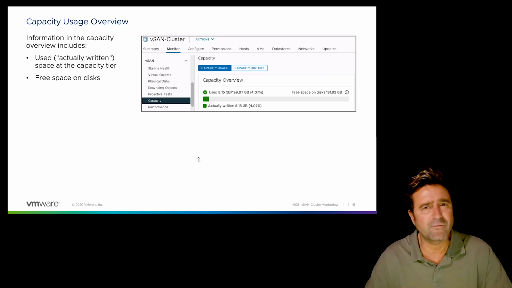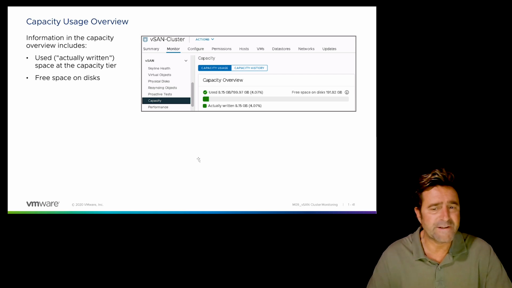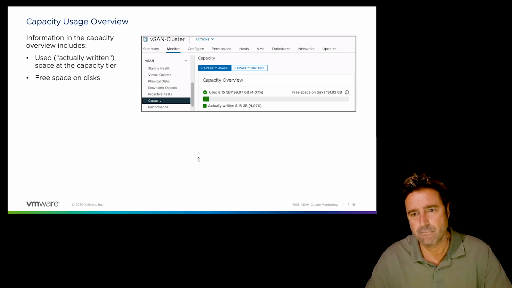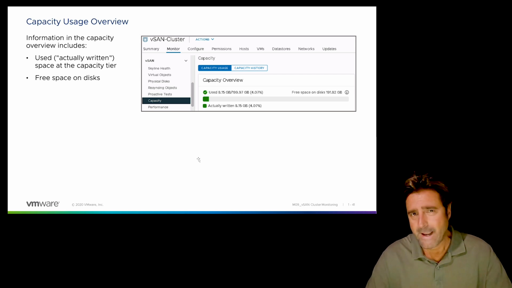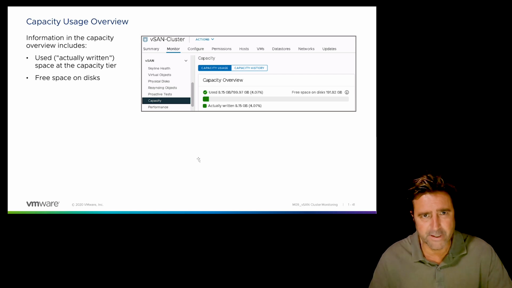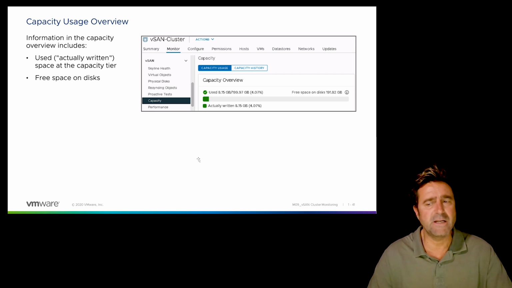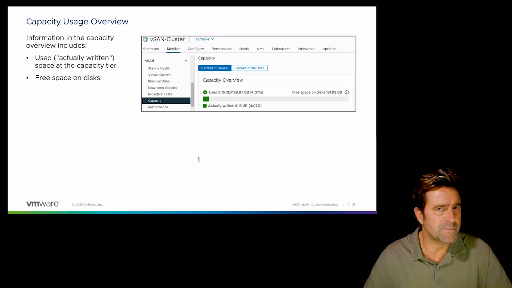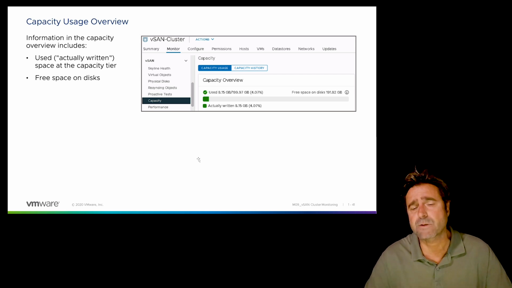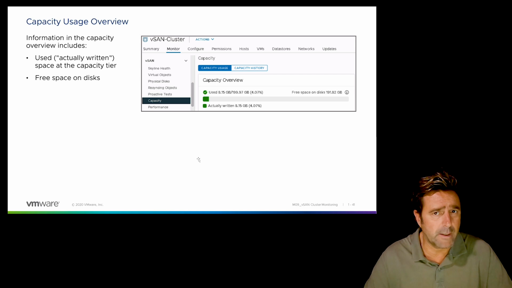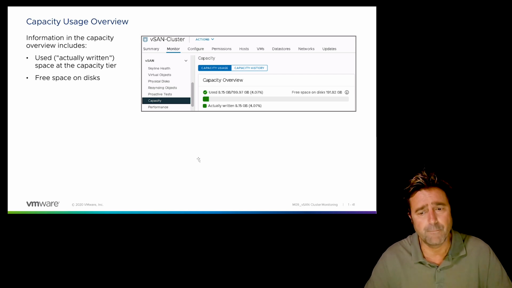Here you can see we have 2 tabs. One is called Capacity Usage. The second one is called Capacity History. And in this particular illustration, I can see number 1, how big is my vSAN data store? Number 2, I can see whether or not I'm running out of space. And number 3, I can see how much space is still free or available.